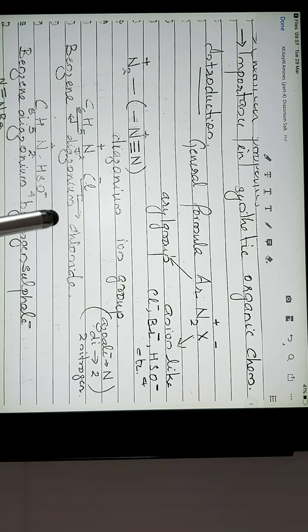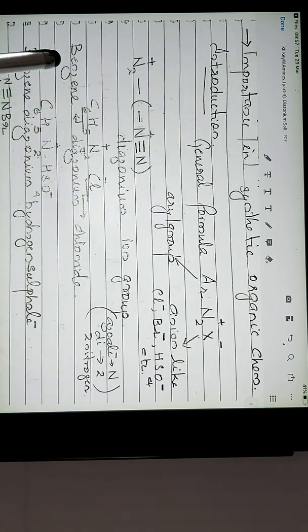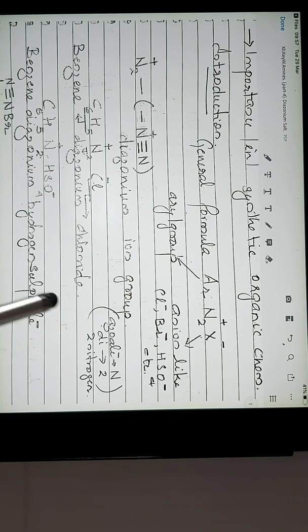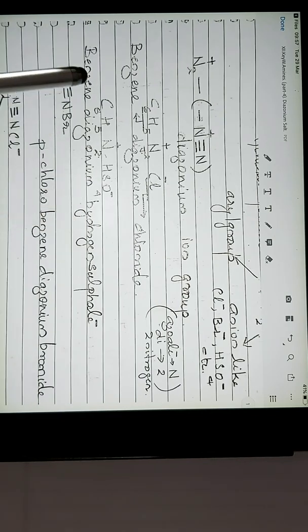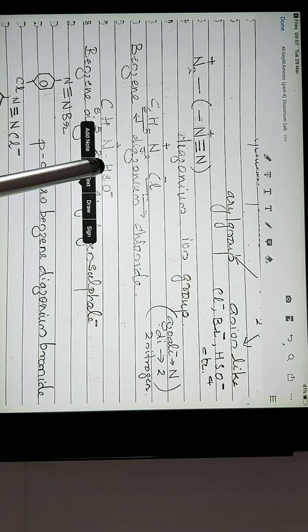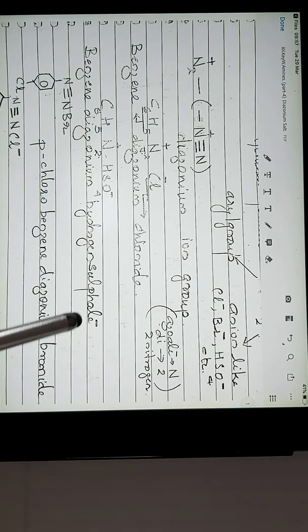Now, here we are having certain very common salts of this type. First, it is benzene diazonium chloride. You can see this is the benzene part, this is the diazonium part, and this is the chloride part. Now, if you go with this molecular formula, it can be named as benzene, then diazonium, then HSO4 minus, that is hydrogen sulfate or bisulfate. So this is benzene diazonium bisulfate or hydrogen sulfate.